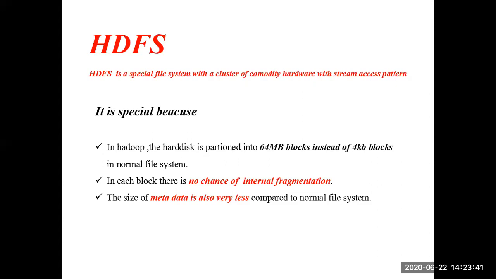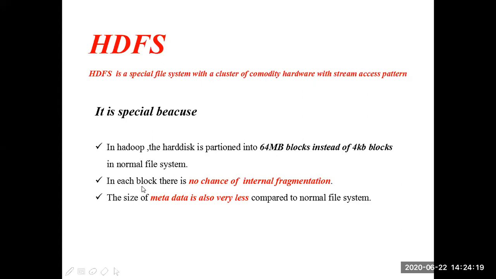Now, coming to the first point: Hadoop is a special file system. Why is Hadoop a special file system? There are mainly three points. When we install Hadoop in our system, your hard disk is partitioned into 64 MB blocks instead of 4 KB blocks. In the normal file system, our hard disk is partitioned into 4 KB blocks. Each block size is 4 KB. When we install Hadoop, your hard disk will be partitioned into 64 MB blocks. That is one specialty: the block size is 64 MB instead of 4 KB blocks in a normal file system.